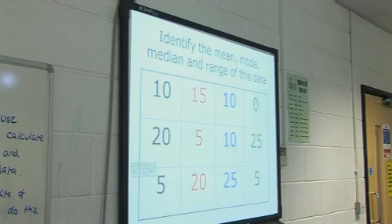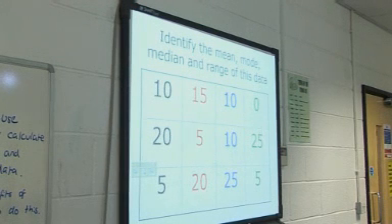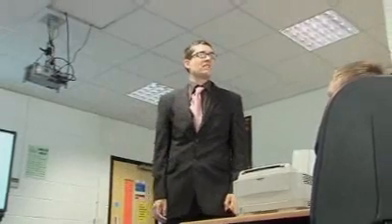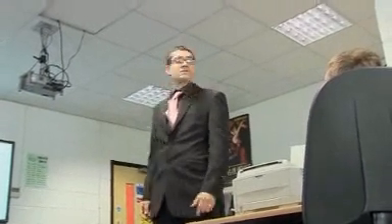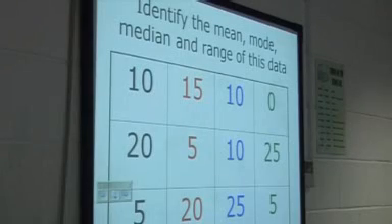The mean. We calculate the mean by adding up all those numbers and dividing by how many they are. So how many are there, Ashley? 4, 8, 16. Oh. 4, nearly. Try again. 12. 12, well done.